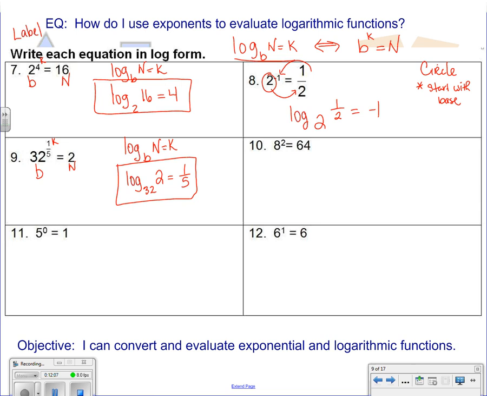Number 10, let's try that again. My base is 8, so I start with the base. So log base 8. Go around, 64 is what I'm taking the log of, and that's equal to the exponent 2. So notice how I'm completing the circle. Just like we did before, when we start off and cross over, those two numbers are on the same side, and then when I come back, that number is on the other side of the equal sign.